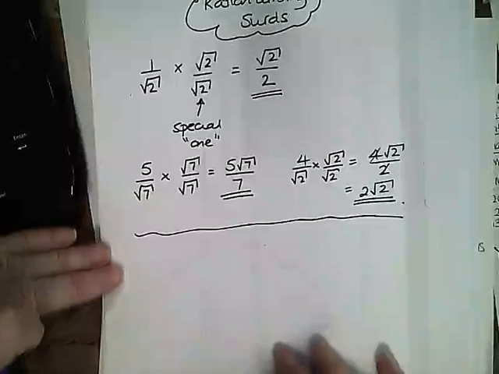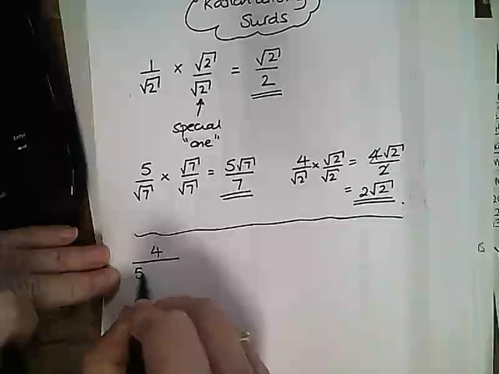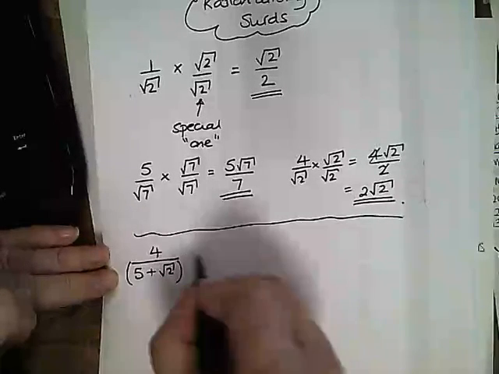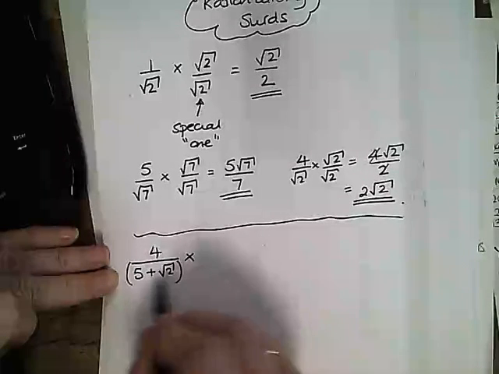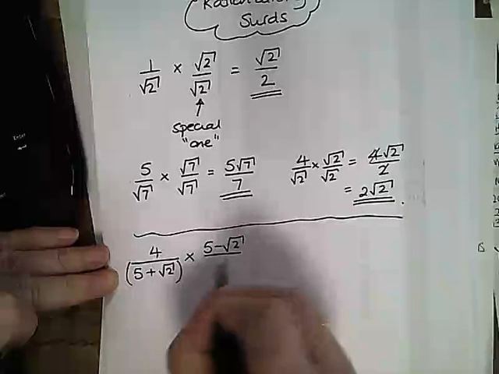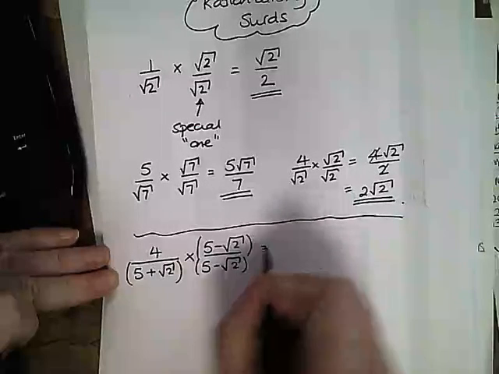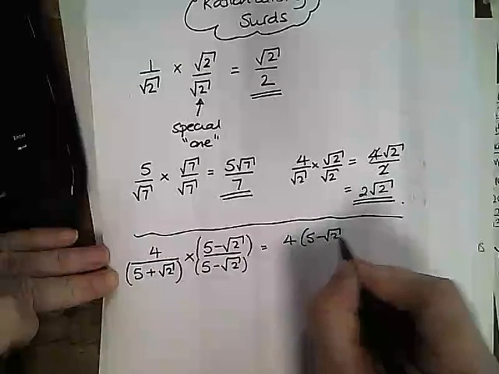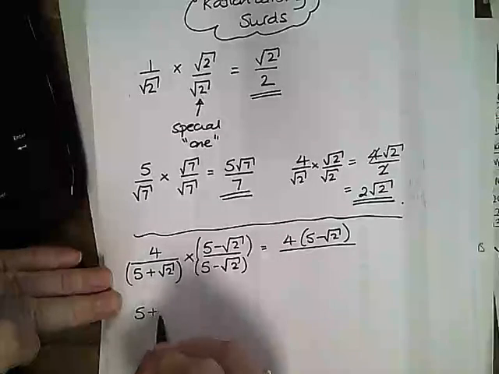Obviously it gets a little bit more difficult, so if I want to rationalise a surd on the bottom which has a number with it, the 1 becomes the complement of this bracket, and what I mean by that is we change the sign and we keep the two things on the outside the same. So this is 5 minus root 2 over 5 minus root 2. Times the tops, we have 4 times 5 minus root 2, and then the denominator is expanding two brackets.